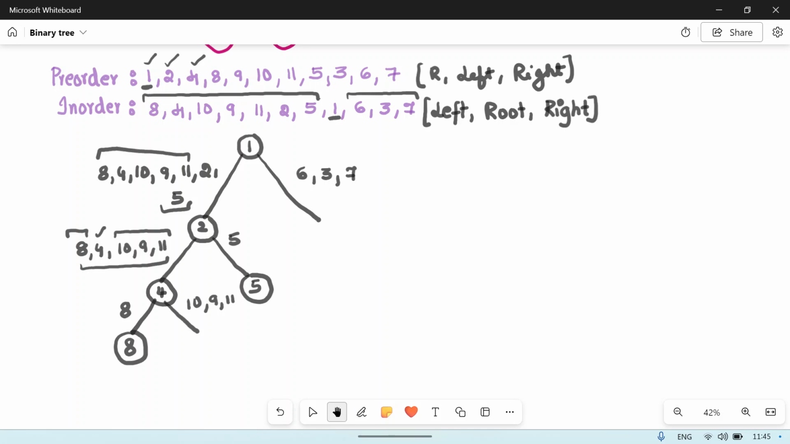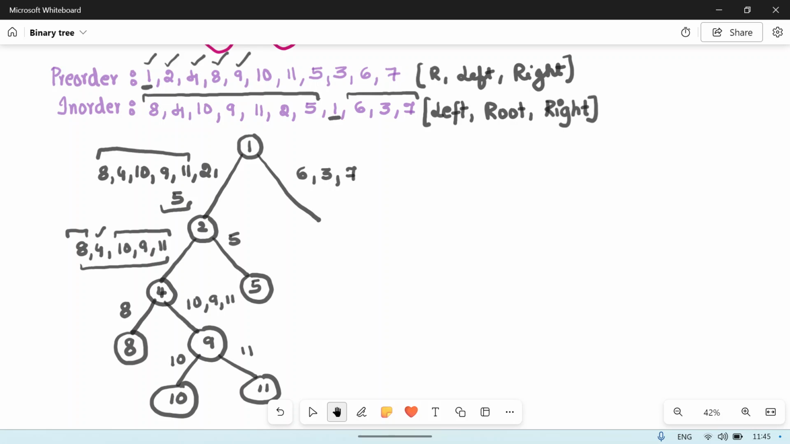Now 10, 9, and 11. 8 is already done. In the pre-order, identify the next root. The next root we have is 9, so 9 will be placed here. What is towards its left? 10. What is towards its right? 11. So here 10 and here 11. Are you clear? Now we'll do the next part.